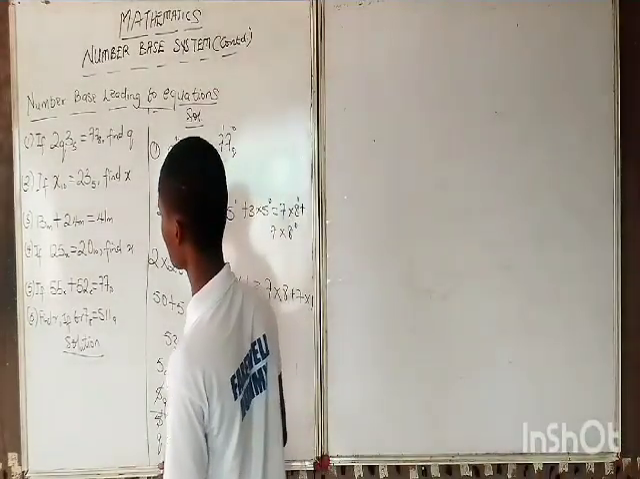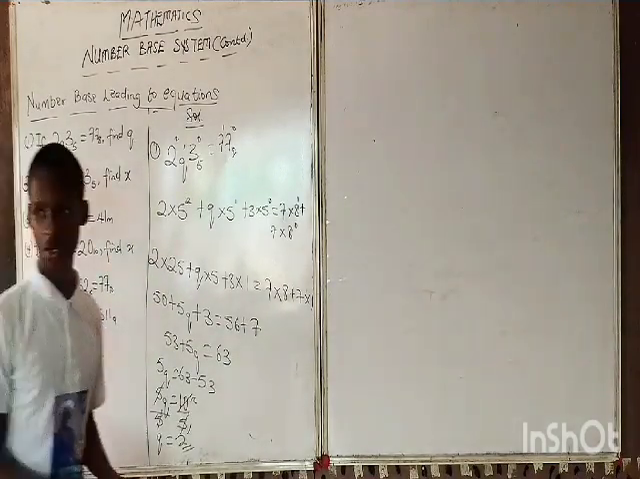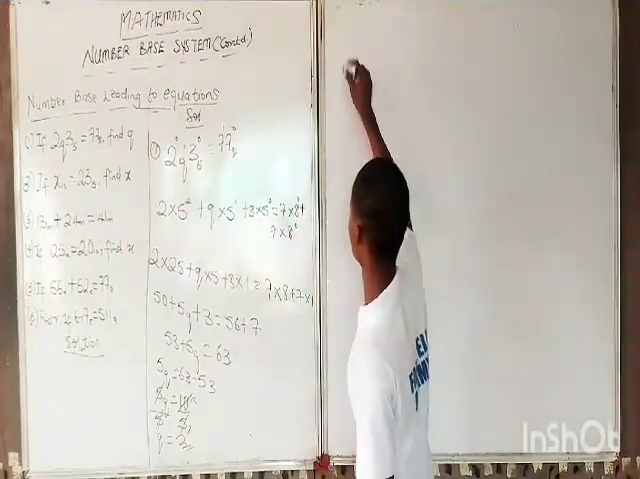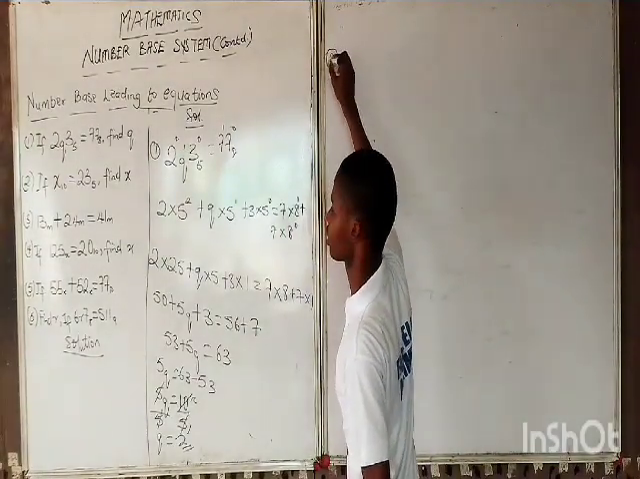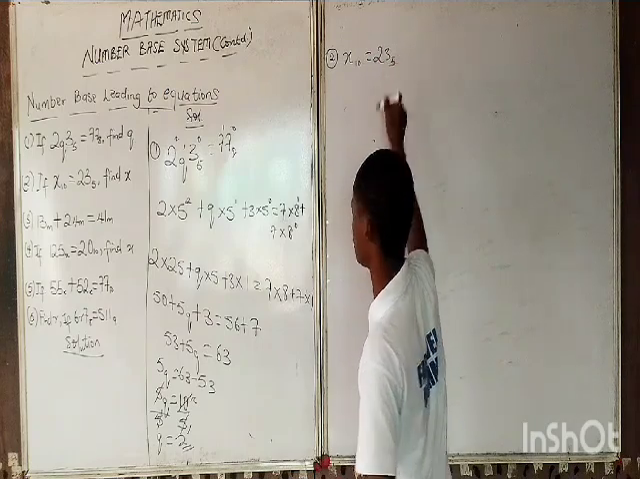So they said S base 10 is equal to 23 base 5. Find the value of S. So this is the second one. S base 10 is equal to 23 base 5.